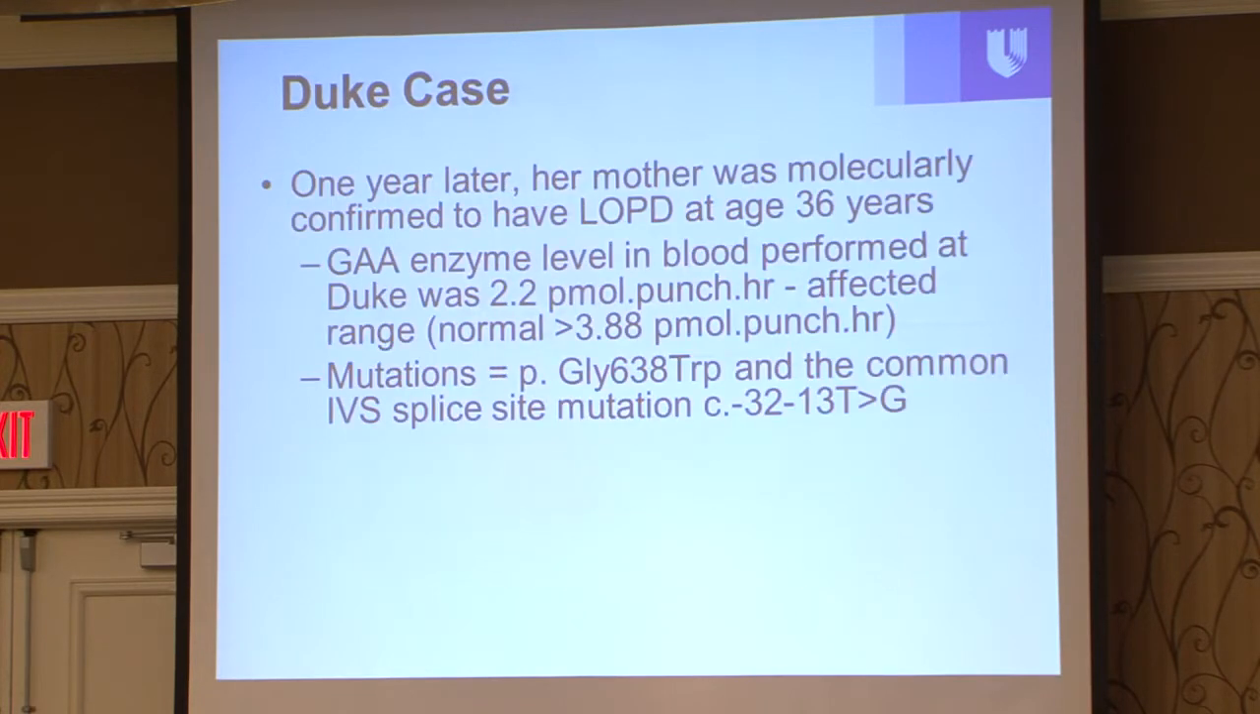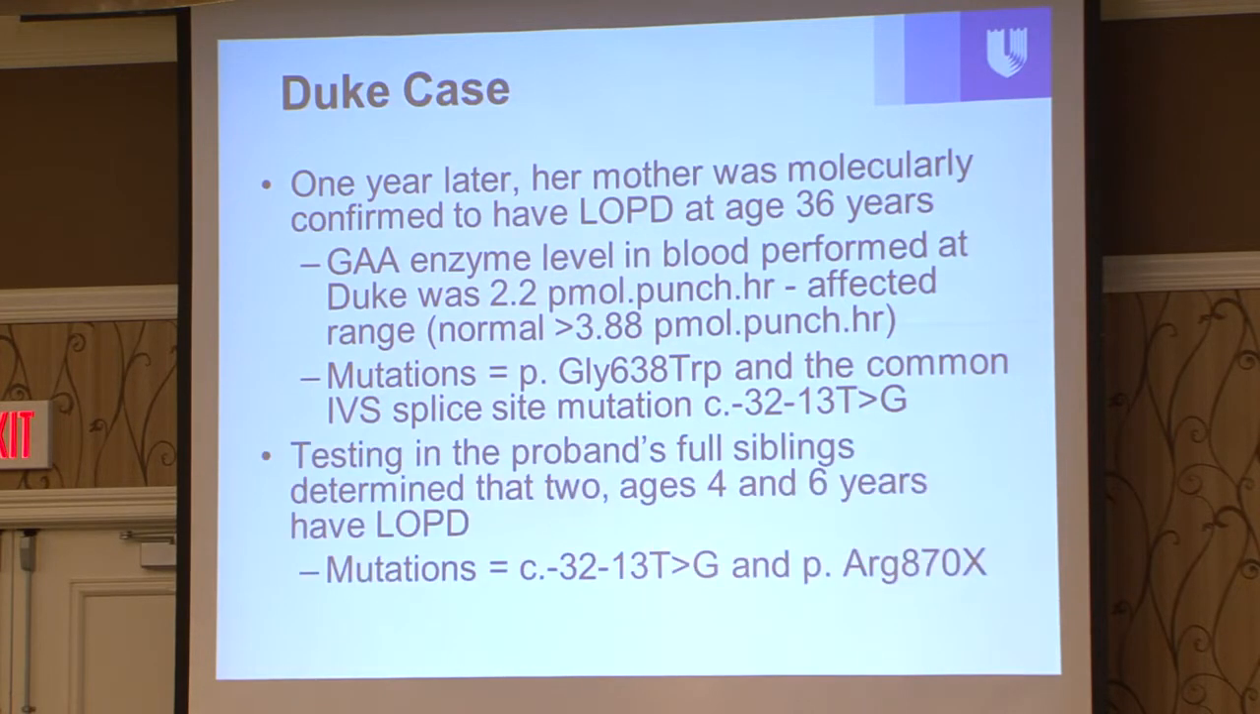However, she had 1 infantile onset mutation that she had passed on to the child, but she also had a late onset mutation. So the baby had infantile onset Pompe, and the mom had late onset Pompe. Interestingly, we looked very closely then at the other siblings, and the siblings also turned out to have late onset. 2 of the 4 siblings had late onset Pompe. However, they did not have the same genetic changes as the infantile patient or the mom.